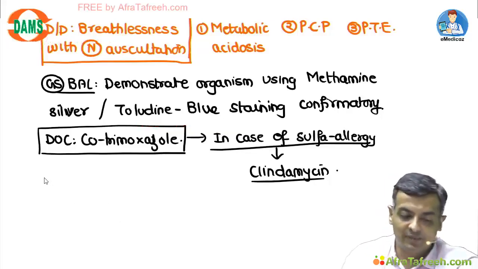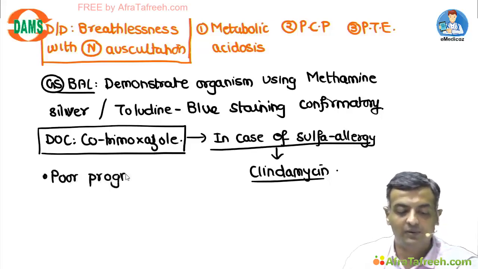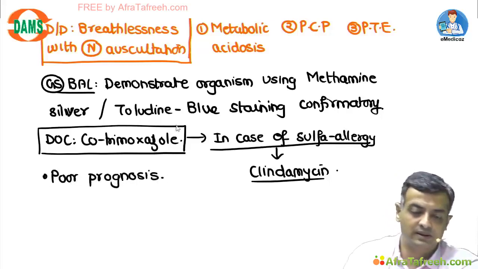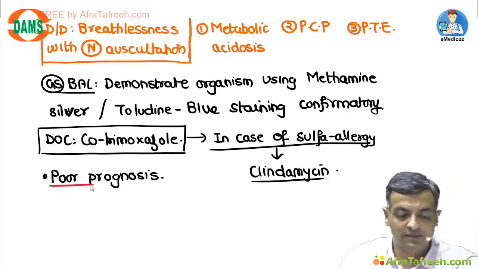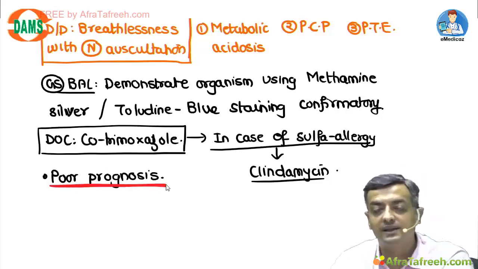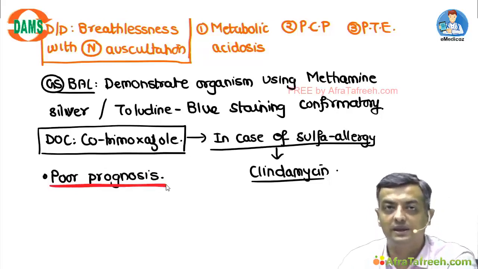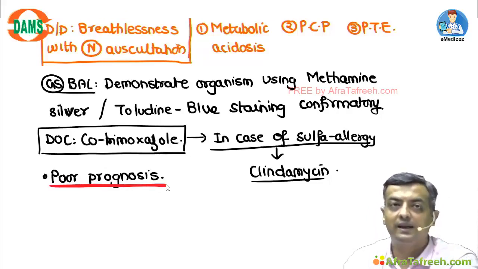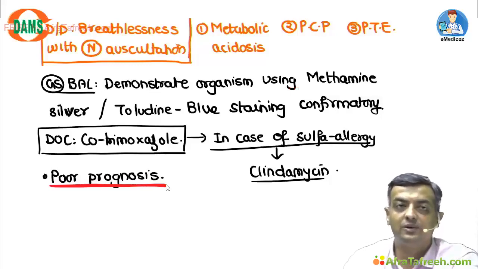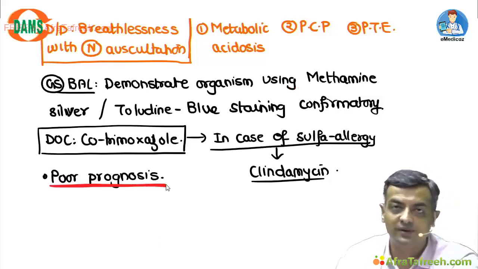Since it is atypical and the patient is HIV positive, the overall prognosis remains poor because the patient is immunocompromised. The presentation is atypical, which delays the diagnosis. Treatment is delayed, leading to a poor clinical outcome. This is PCP for you.